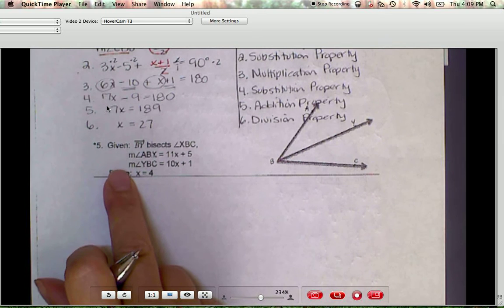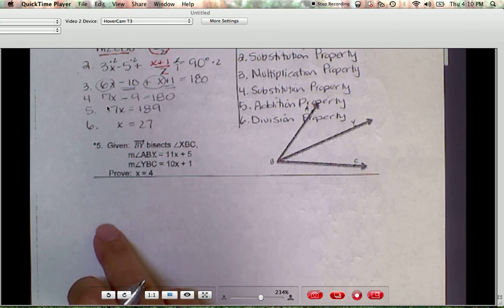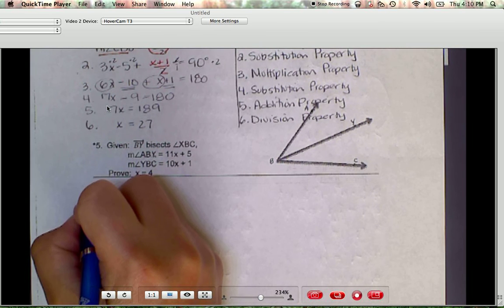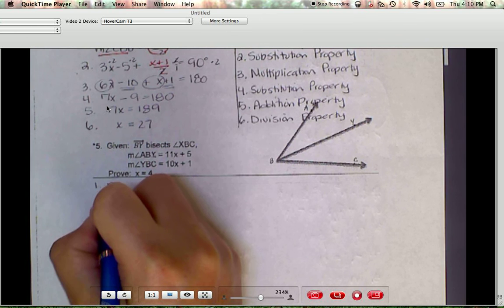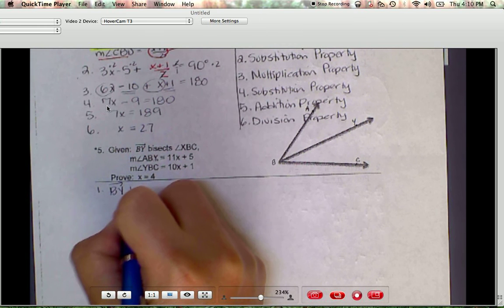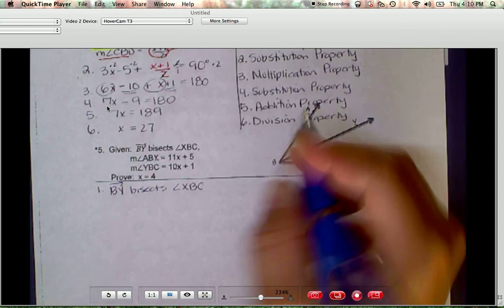So we will revisit this and spend lots of time on this, but this is the definition that we need to use on this proof here. So I needed to make sure that we got that written down. All right, so number one is going to be what I call our wordy statement. Ray BY bisects angle XBC.